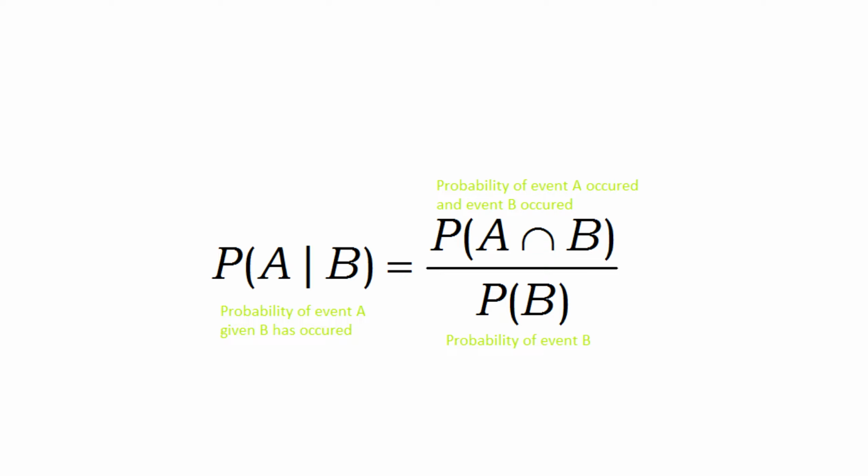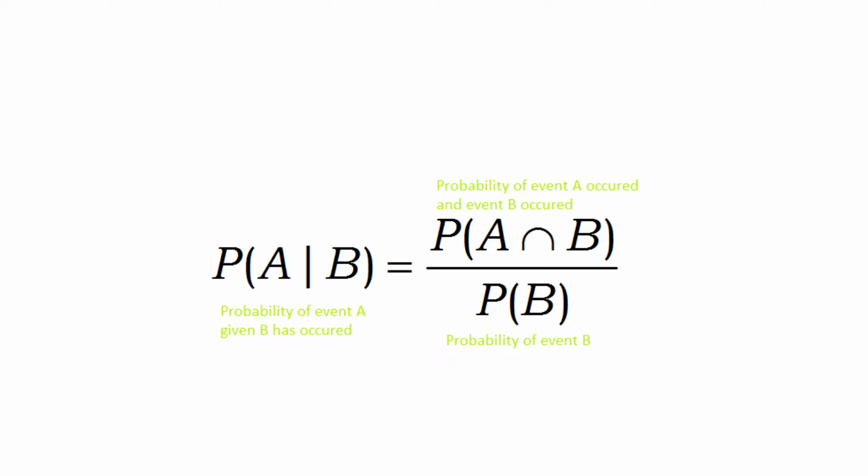Now let's try to apply the formula that we just learned about probability to understand the formula of conditional probability. So this is actually the formula of conditional probability. From the formula here, you see that P of B has replaced the place where we had total number of outcomes, and the numerator is replaced with P of A and B occurring. Let's try to understand the denominator first. Here we have P of B instead of total number of possible outcomes.